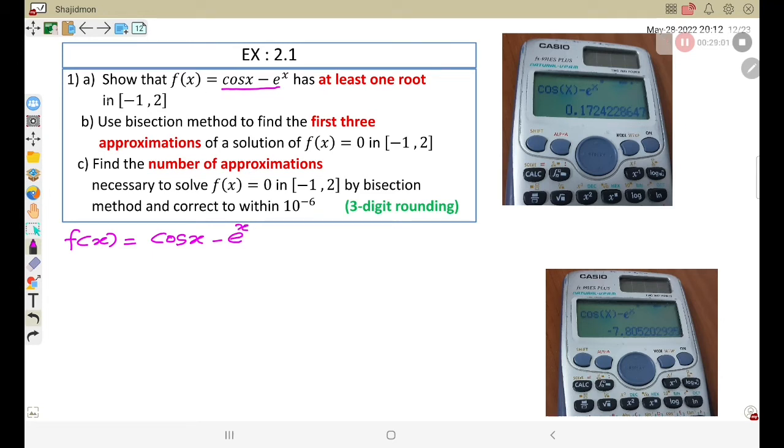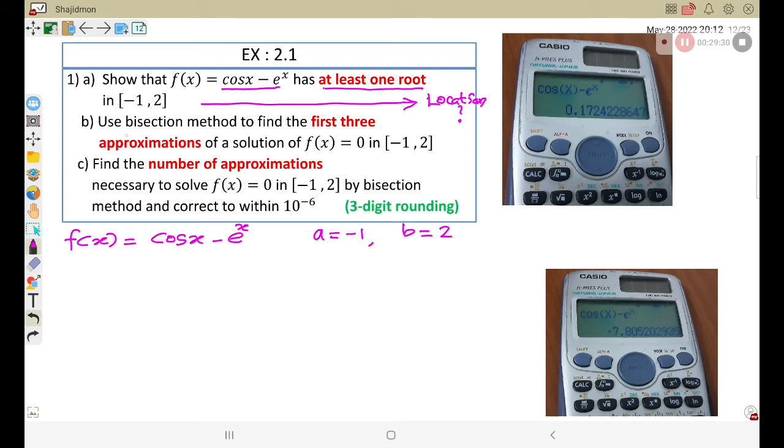Has at least one root. Just underline that phrase, has at least one root in between the numbers minus 1 comma 2. That means A number is minus 1 and B number is 2. In between these two numbers, our equation has at least one solution. What is the meaning of that? That means we need to check whether this is the correct location or not. That is the question. Input is correct or not. That is the first part of the question.